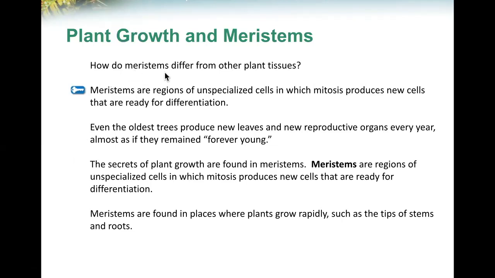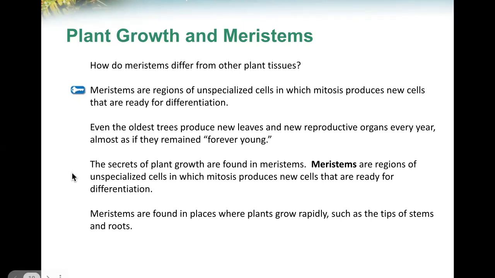How do meristems differ from other plant tissues? Meristems are regions of unspecified cells in which mitosis produces new cells that are ready for differentiation. Even the oldest trees produce new leaves and new reproductive organs every year, almost as if they remain forever young. The secrets of plant growth are found in meristems.